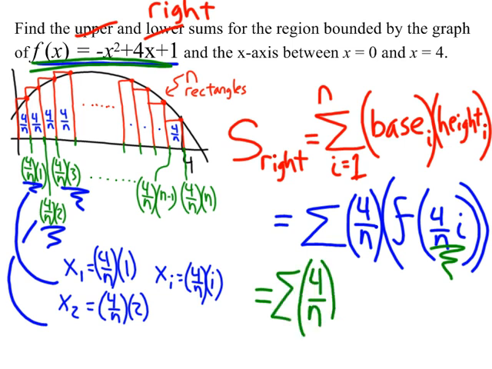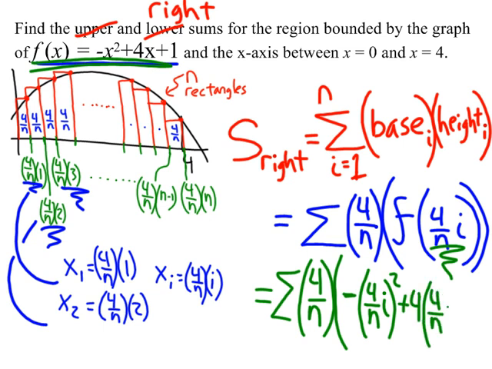I'm trying to eke out a little bit more space here. And it's going to be negative x squared. So let me do negative. And remember, x is really 4 over n times i, squared, plus 4x plus 4 times x. Once again, 4 over n times i plus 1. Close parentheses. All right. I feel like we've done the hardest part.